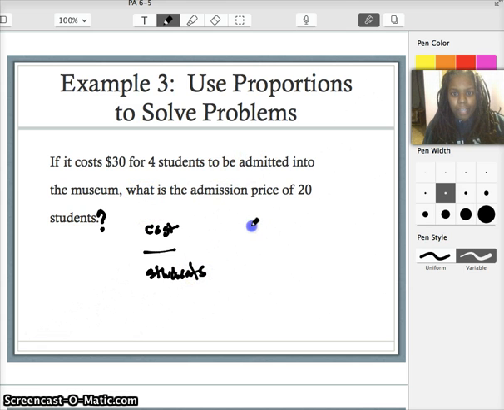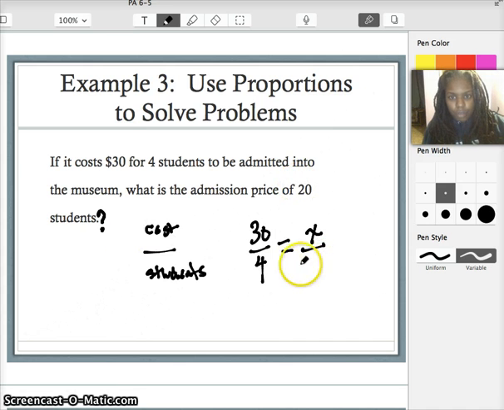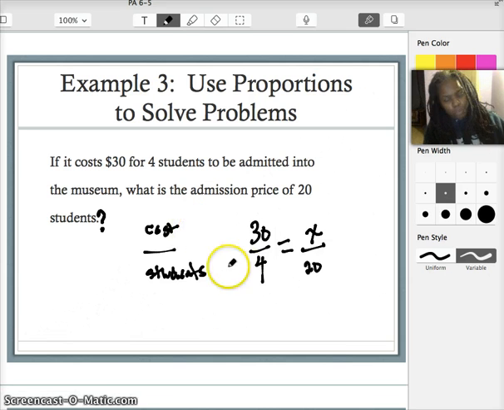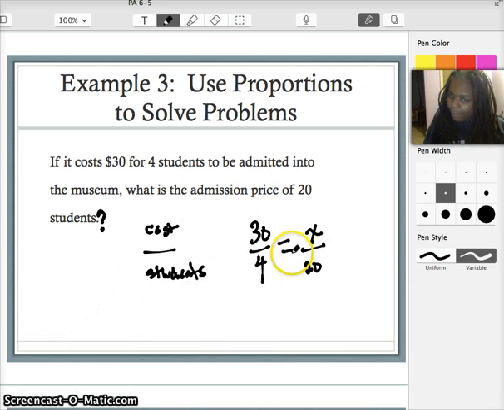So check this out. I'm going to have $30 for 4 students, and that's going to be the same as, where will I put my 20? If the top part is about cost and I'm looking for the admission price, I'm looking for cost. Let's put an X here because I'm looking for the cost when I'm dealing with 20 students. So the 20 goes at the bottom. And then it's really necessary to make sure that you put things in the right place, because if you go willy-nilly, just throwing stuff around, I promise you the answers will randomly be correct and incorrect, and that's not what you want. So order is key.